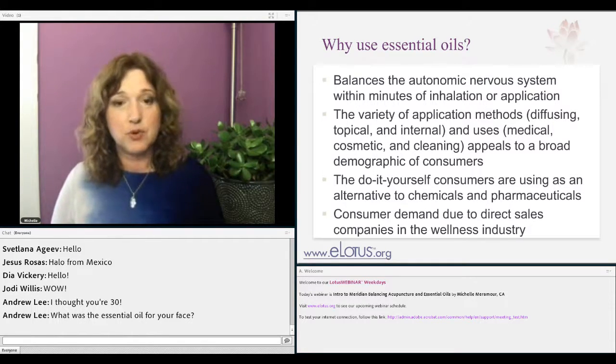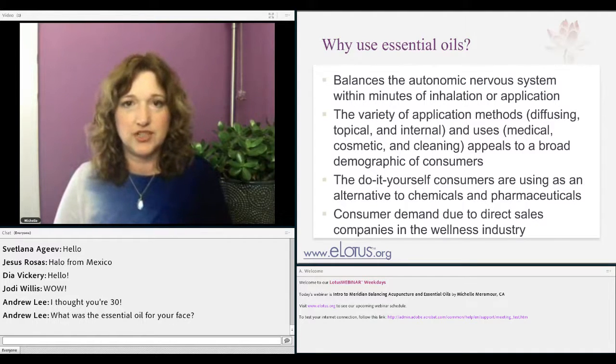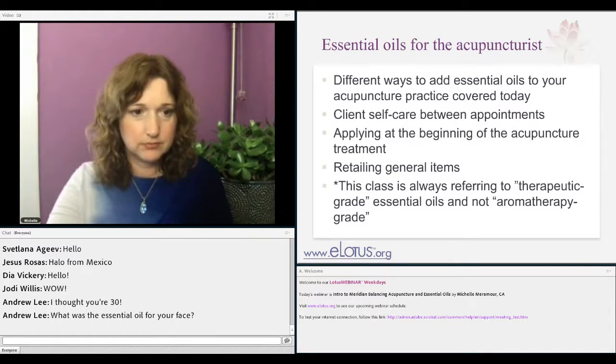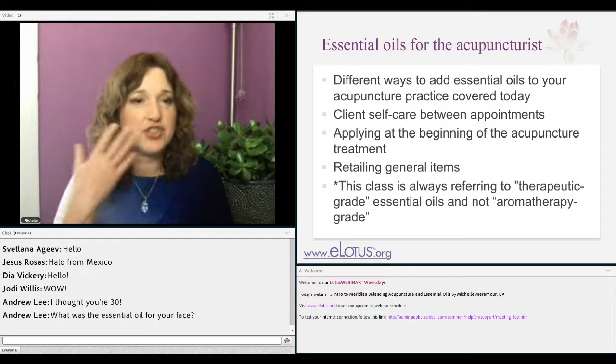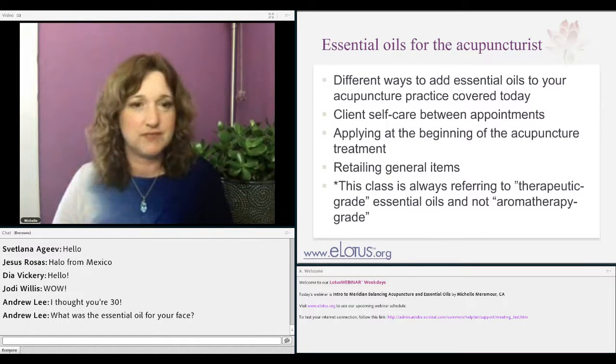And then there's also consumer demand due to the direct sales companies in the wellness industry. That would be the Young Living and doTERRA oils. That's a whole other topic we can discuss at another time, or you can send me questions via email on that. But it is a very big industry, and so being able to guide your patients to use the correct oil. Oh, my essential oil on my face is just straight frankincense. That's all I've used for many years.